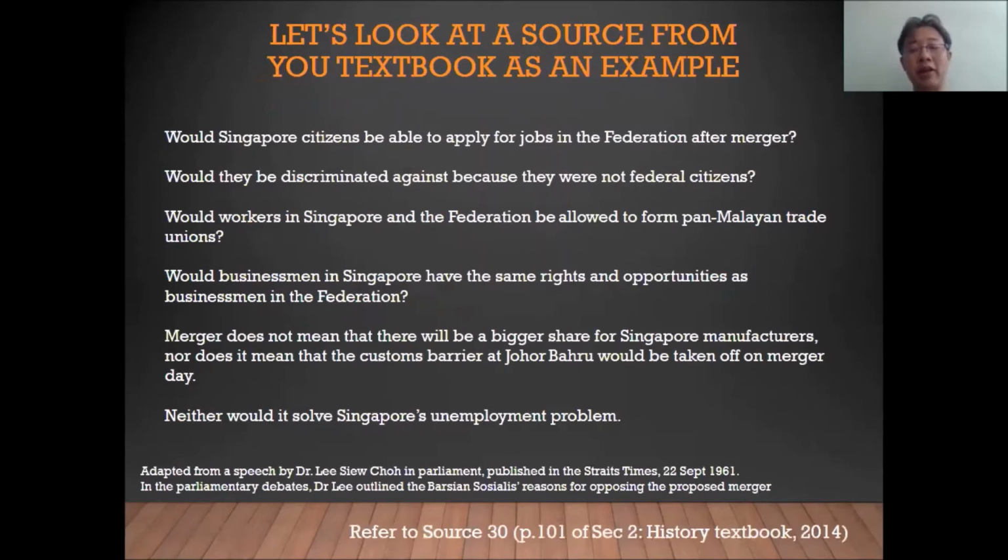Now let's look at an example. This is an example from your textbook, source 30, page 101. Okay, just take a look at it. And what we're going to do next is we're going to take a step-by-step approach so that you can understand this.